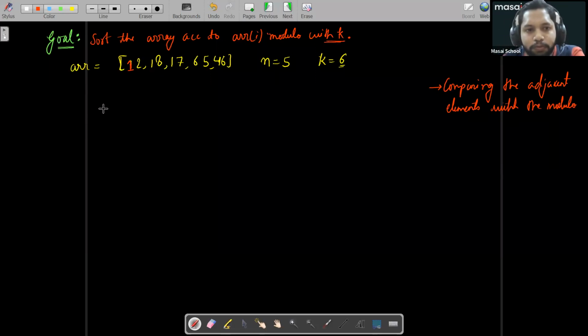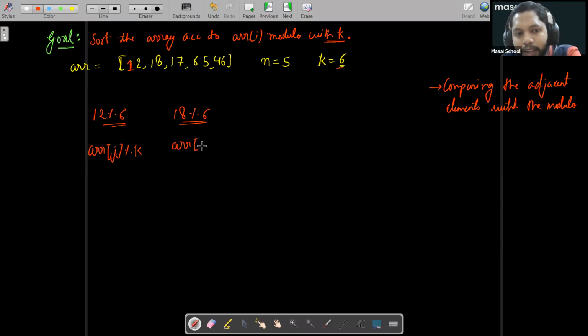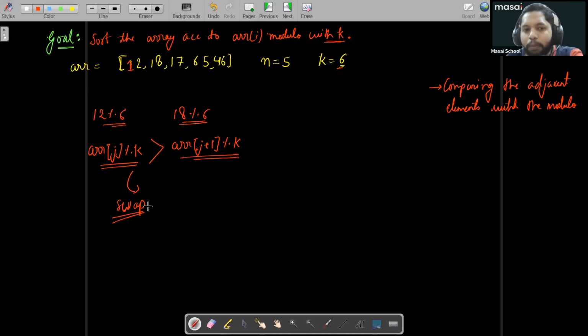Okay, so what I will do, simply I need to compare 12 modulus k. Here k is 6, so 12 modulus 6, and I need to compare with 18 modulus 6. That is, I need to compare between array[j] modulus k and array[j+1] modulus k. And suppose array[j] modulus k is greater, then what do I need to do? Swap it, guys. Swap it, right? Then we simply need to swap it.